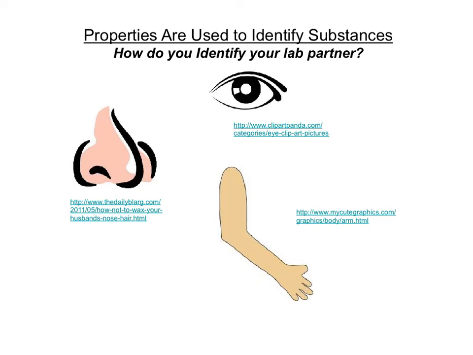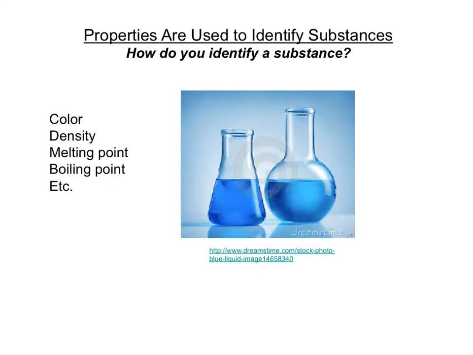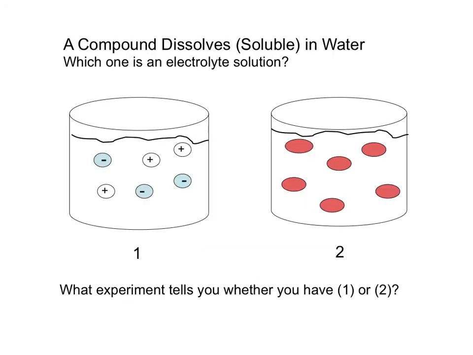Now that we know how to classify substances using properties, let's use properties to identify substances. Here are some properties we can use. A compound that dissolves in water and forms an electrolyte solution is a property of a substance, so stop the video and answer these two questions. The answers are: the charged particles in solution 1 are ions, that forms an electrolyte solution. This solution will have a high conductivity.